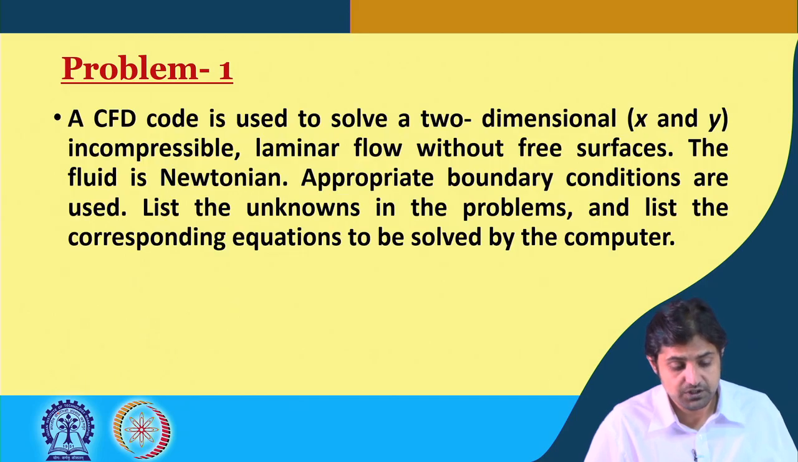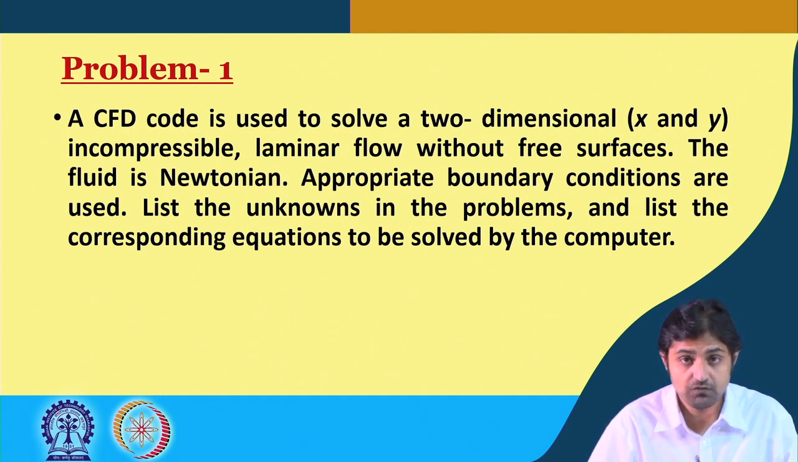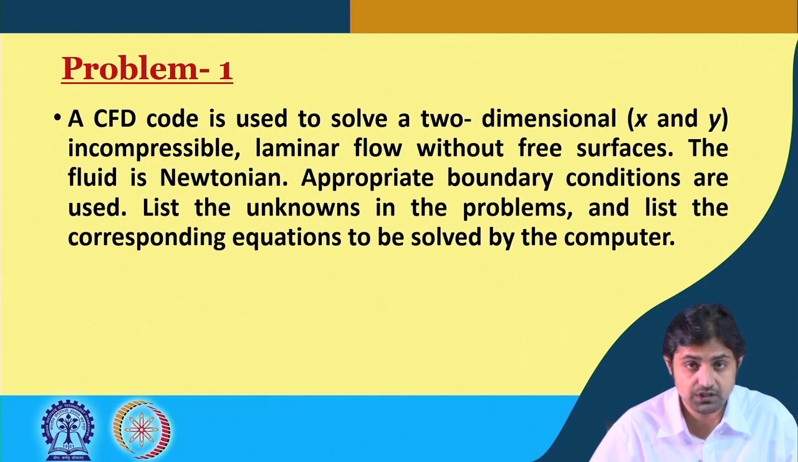So, there is one question which I would want to solve or discuss. There is a CFD code which is used to solve a two dimensional, x and y, incompressible laminar flow without free surface. The fluid is Newtonian. Appropriate boundary conditions are used. The question here is: list the unknowns in the problem and then list the corresponding equations to be solved by the computer. The first important information that we have is that it is two dimensional in nature, correct.